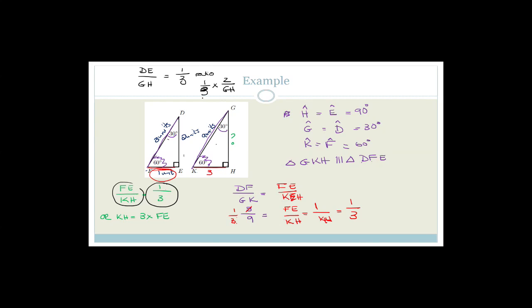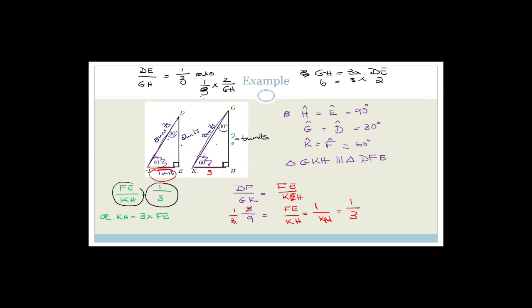In other words, this is the ratio. My ratio is that GH is 3 times as big as DE. Maybe I should write it like that: GH equals 3 times as big as DE, right? But if DE is 2, then what is GH? GH is going to have to be 6. So therefore we know that this is 6 units long.